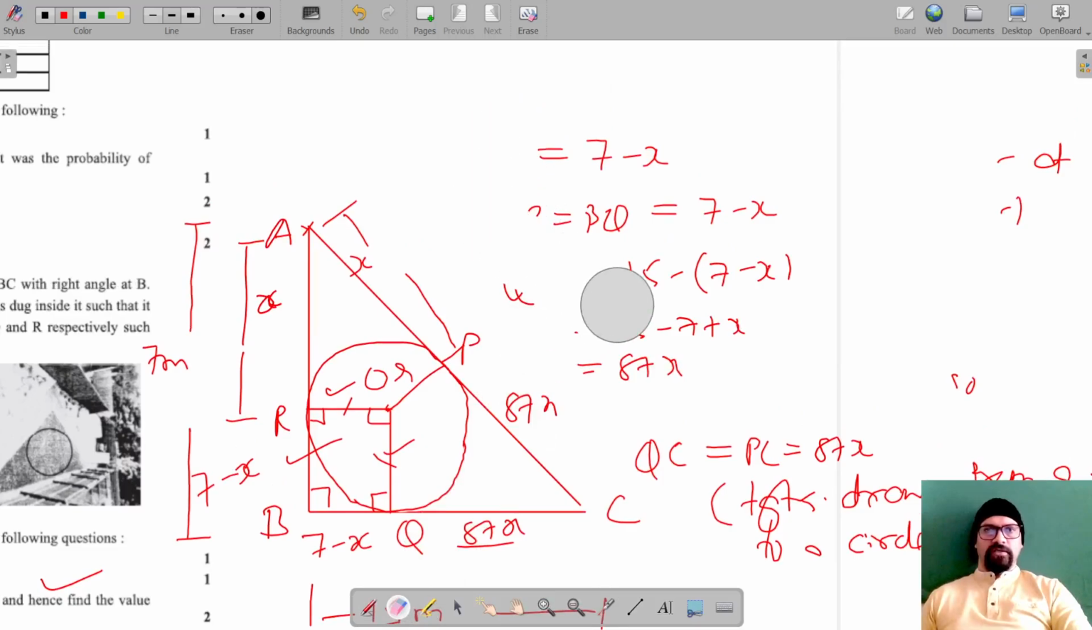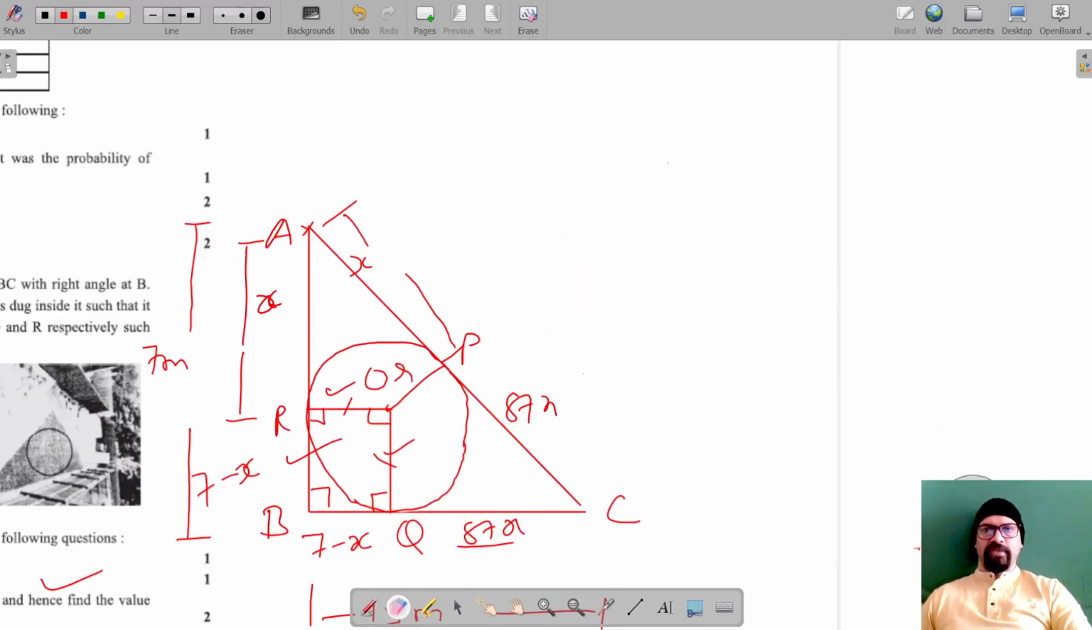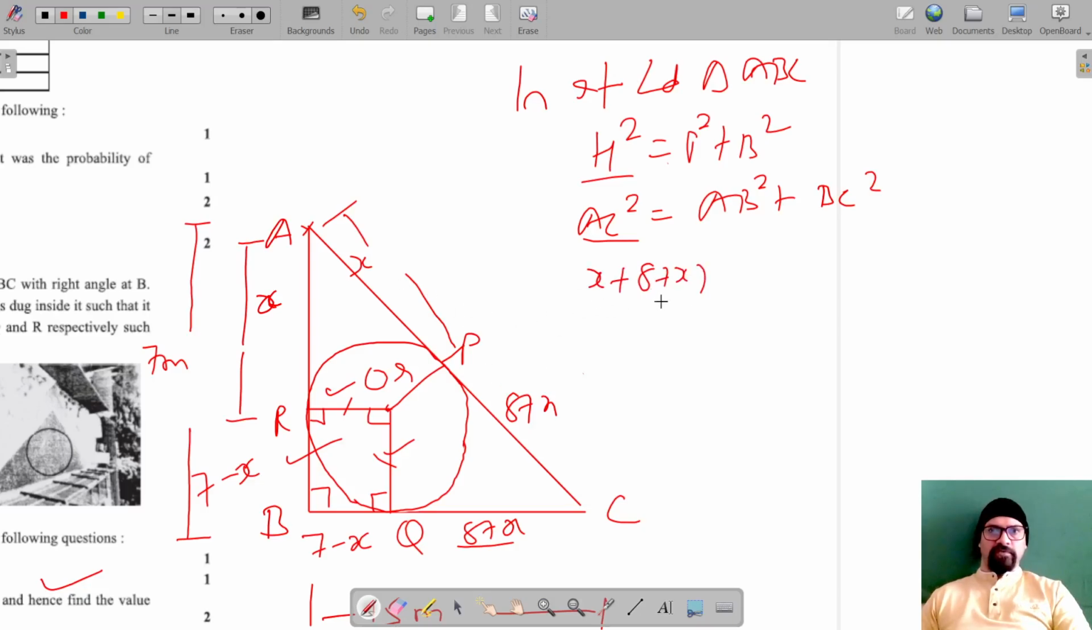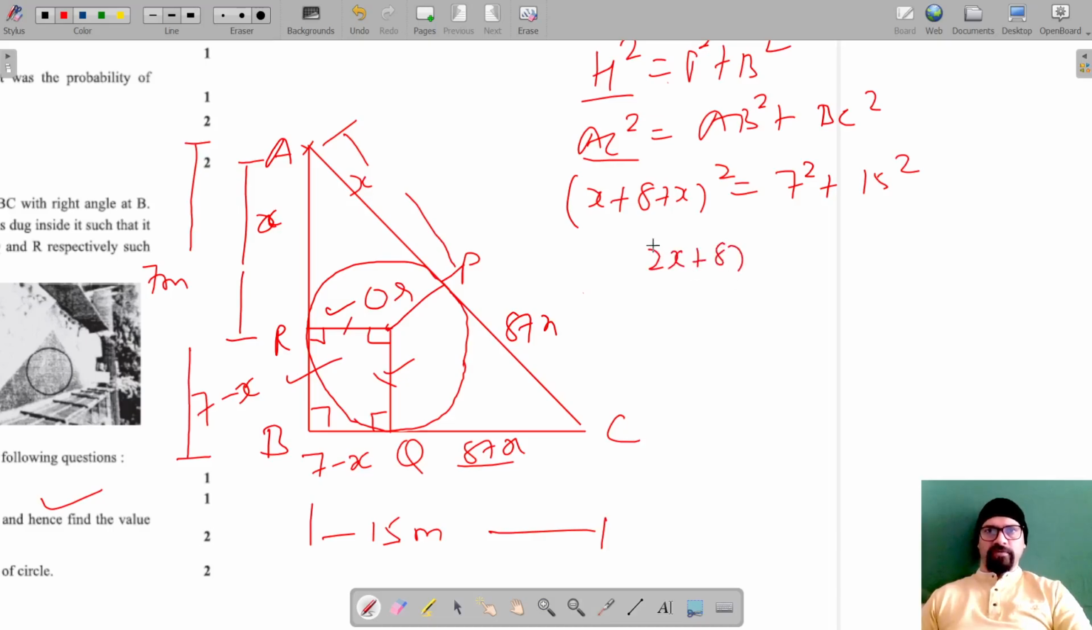Okay, so we have got BC in terms of X, and we have to find the value of X. Now to get the value of X, let's use the Pythagoras theorem in this right angle triangle ABC. The hypotenuse AC squared is equal to the perpendicular AB squared plus the base BC squared. Now AC, I can write as X plus 8 plus X, the whole squared, AB is 7 squared, BC is 15 squared. So X plus X is 2X, plus 8, the whole squared.